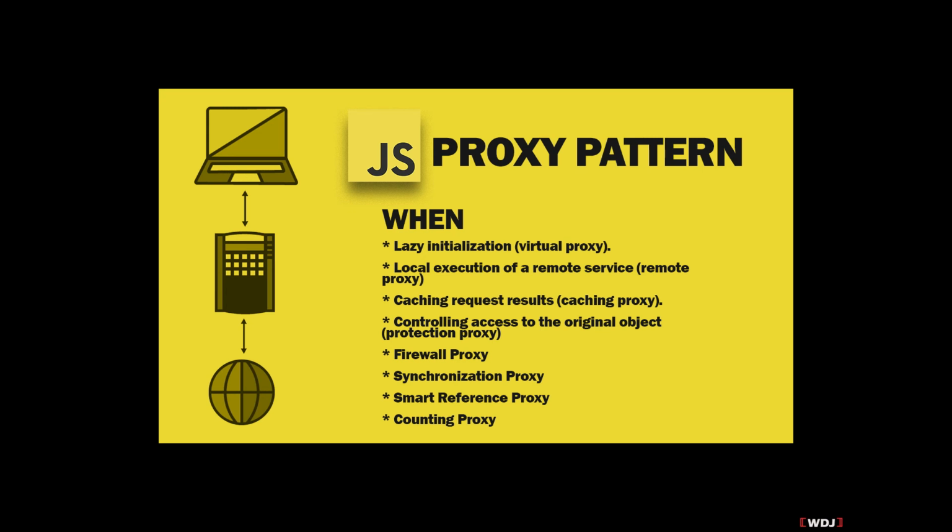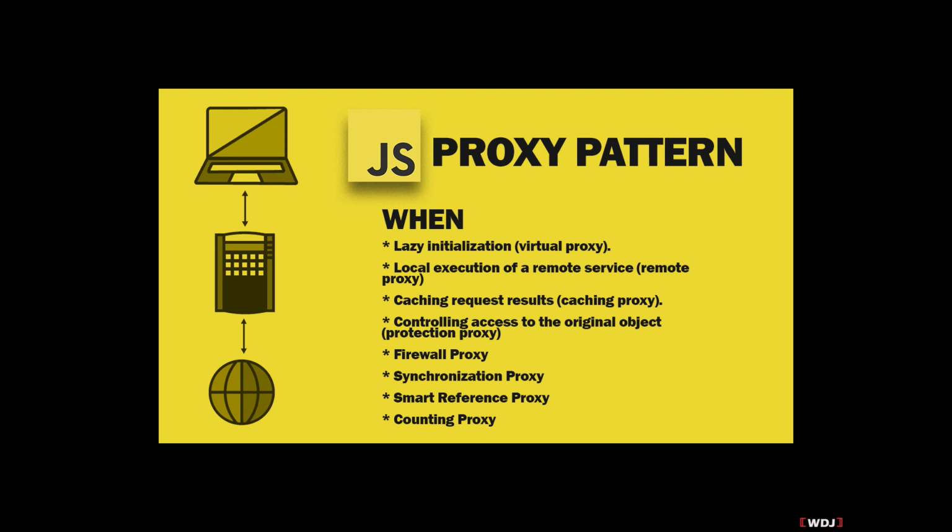And last but not least is controlling access to the original object. We did this, and it's useful when objects should have different access rights, like we did right here. I showed you how to do this one. I'm pretty sure you're going to be using these four anyways: lazy initialization, the virtual proxy, the remote proxy, the caching proxy, and the protection proxy. Those are the most common ones that you're going to be using.